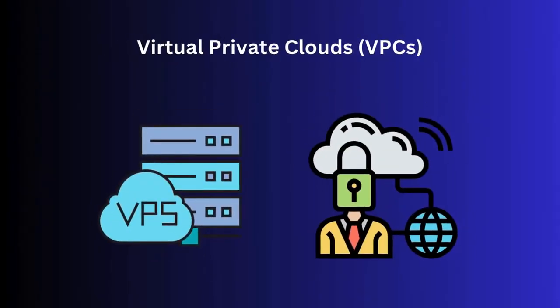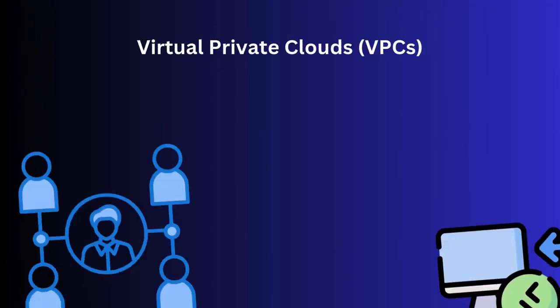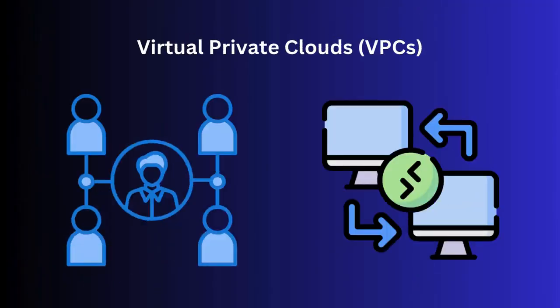Virtual private clouds. Definition: a virtual private cloud (VPC) is a logically isolated section of a cloud provider's network where you can launch and manage resources like virtual machines, databases, and containers. Benefits: VPCs provide network isolation and segmentation, allowing you to create private and secure environments for your applications. They offer control over IP addressing, subnets, routing, and security groups.